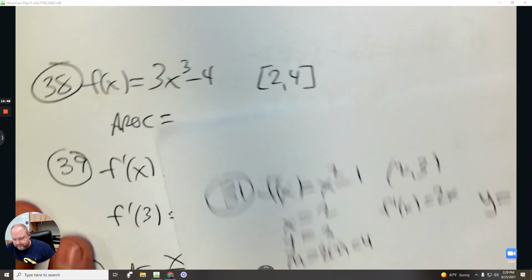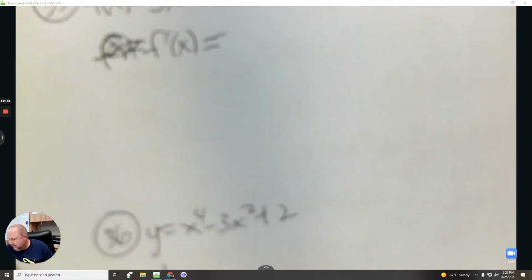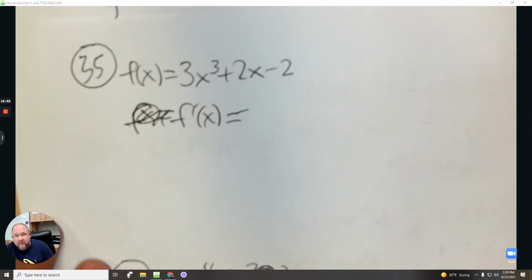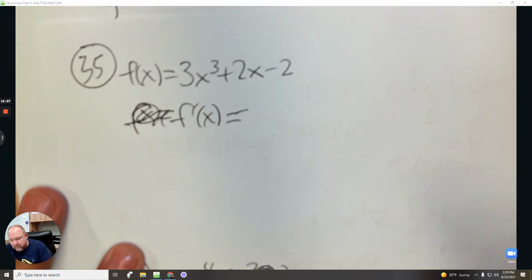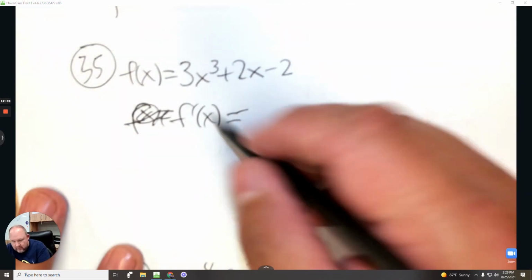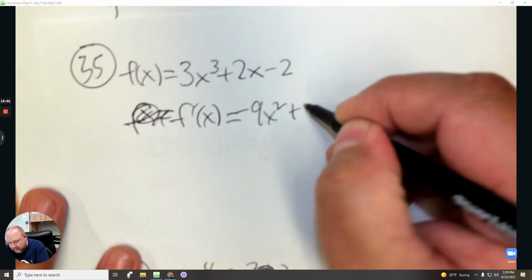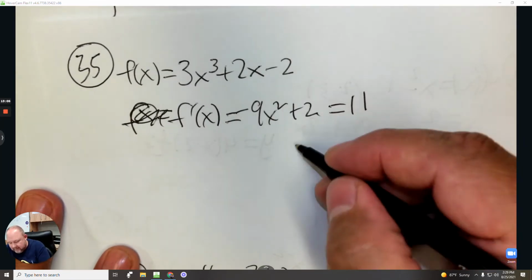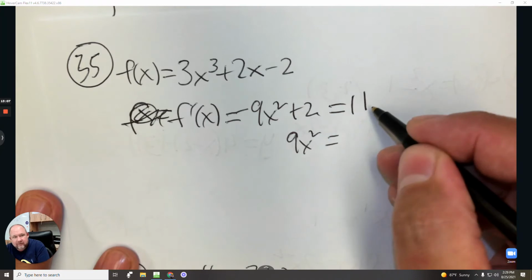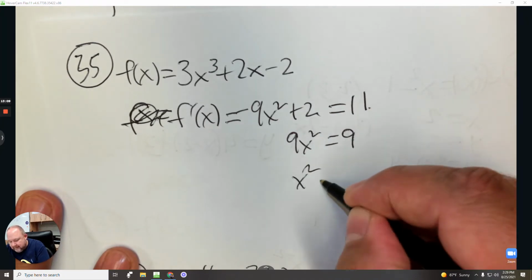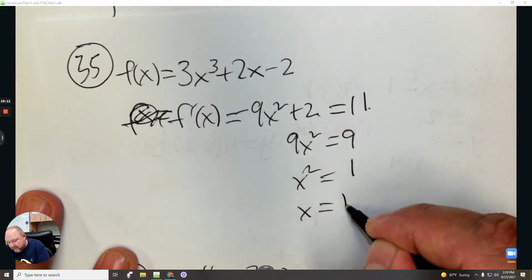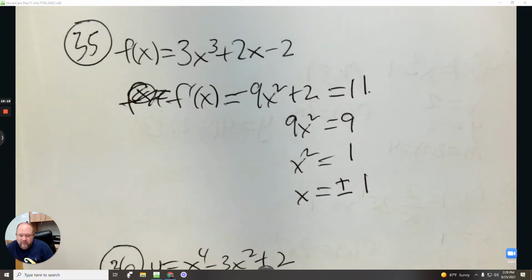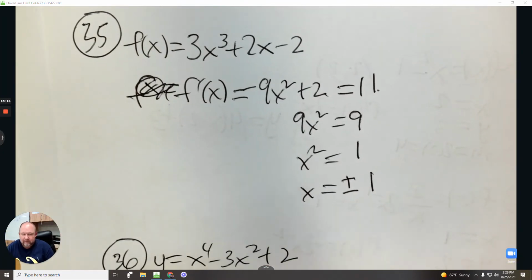35 says find the x values where there's a slope of 11. So we take the slope, which means the derivative, that's 9x squared plus 2, make it equal to 11, and then solve for x. So we're going to subtract 2, divide by 9. When I square root, the answer is positive and negative. So at positive and negative 1, there's a slope of 11.